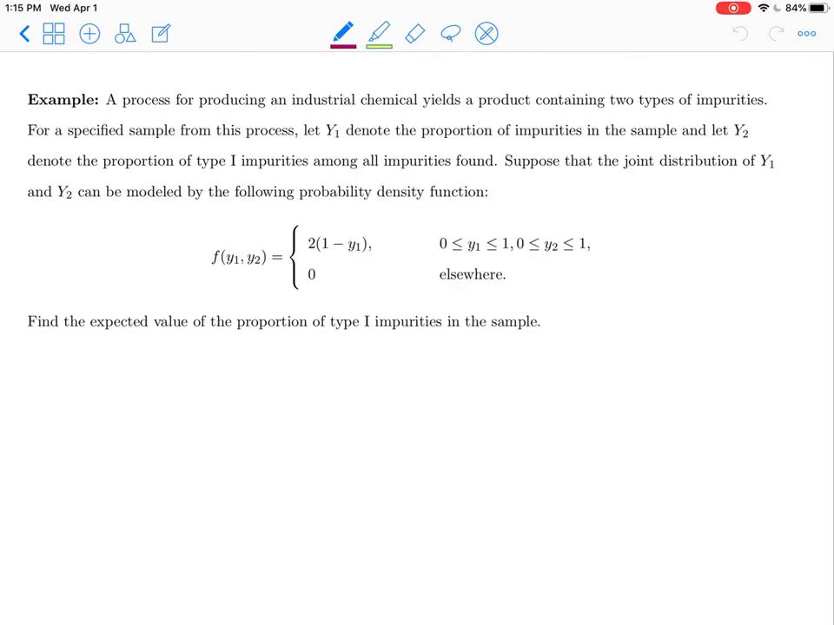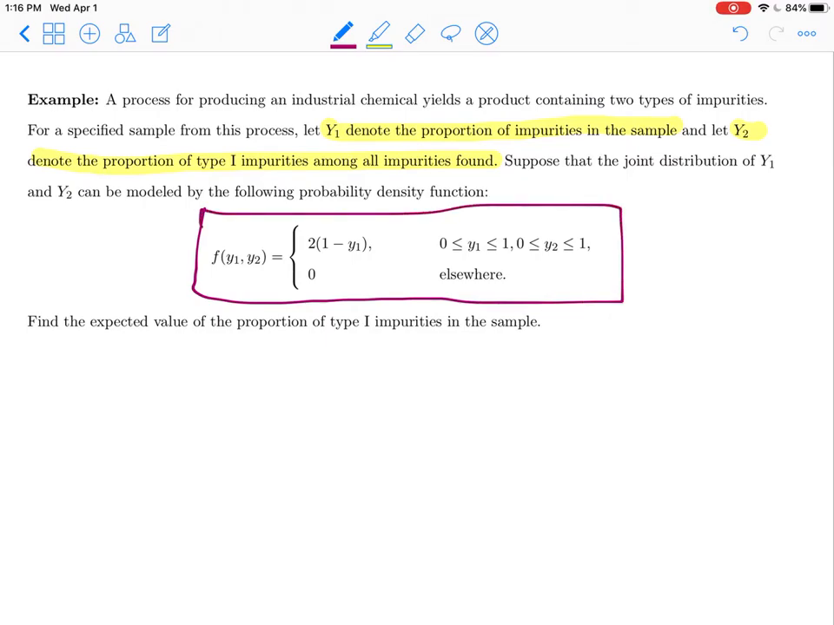For a specified sample from this process, let Y1 denote the proportion of impurities in the sample, and let Y2 denote the proportion of type 1 impurities found among all of the impurities. So Y1 is the proportion of impurities in general, and then Y2 is, among the impurities, what proportion are type 1 impurities. So they have this joint distribution that is shown here. This is our joint distribution.